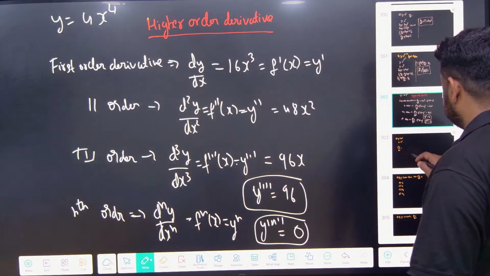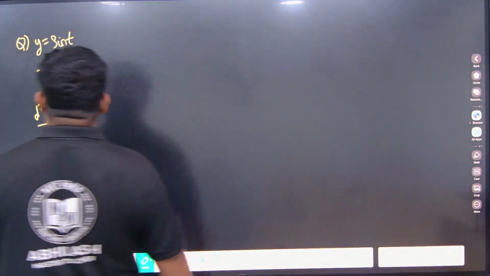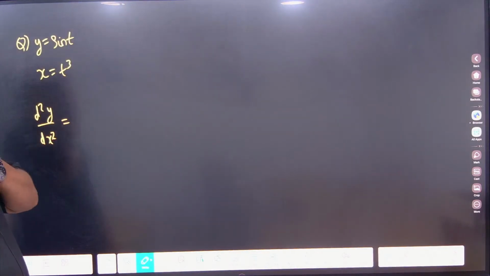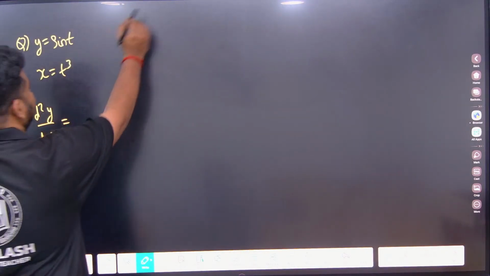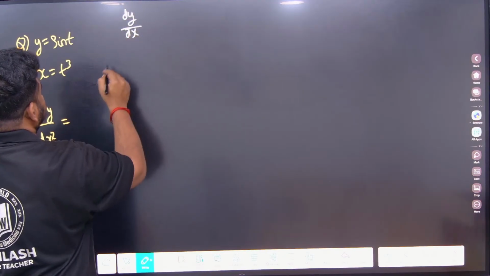Now let us see some questions on higher order derivatives. If y is equal to sin t and x is equal to t cube is given, definitely this is parametric differentiation. So what will you do? First you will find dy by dx.